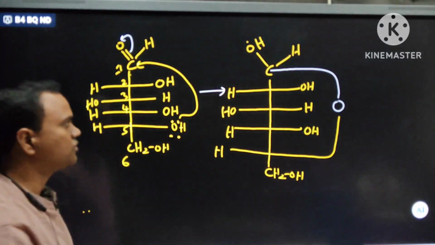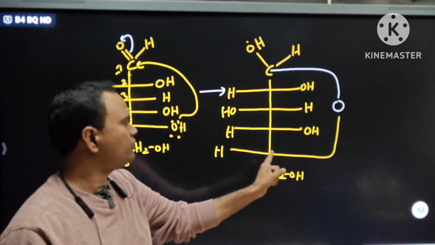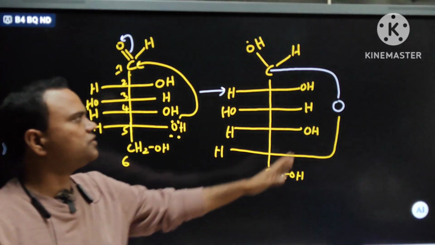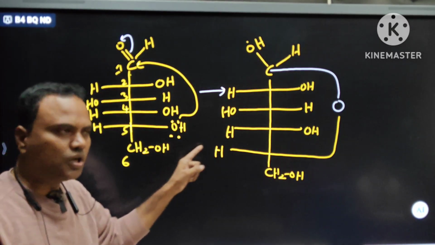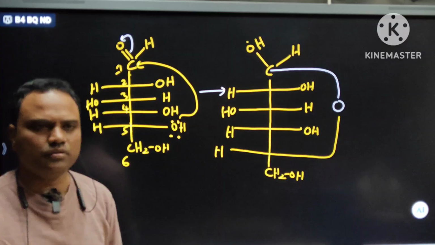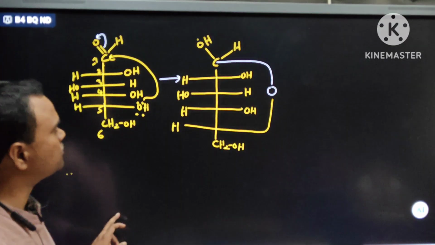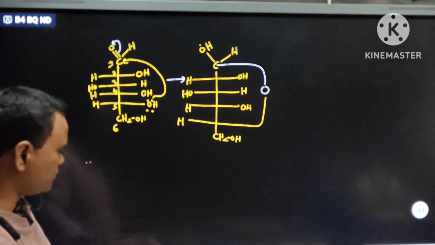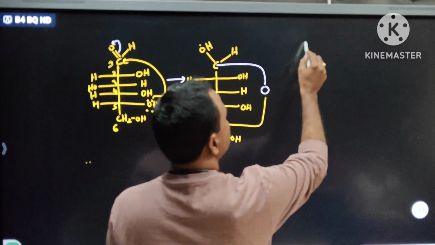Okay, this is the cyclic structure, with 1, 2, 3, 4, 5, 6 carbons. How is the cyclic structure formed? When the OH at the 5th carbon attacks the carbonyl carbon. Okay, right. Now let us draw a very important structure, the Haworth structure. Haworth structure for glucose.